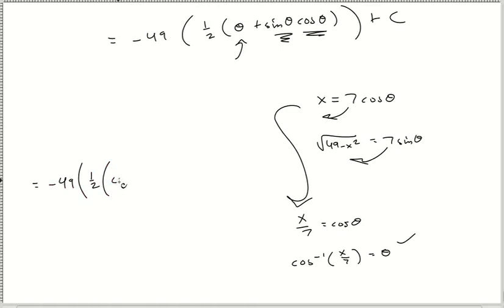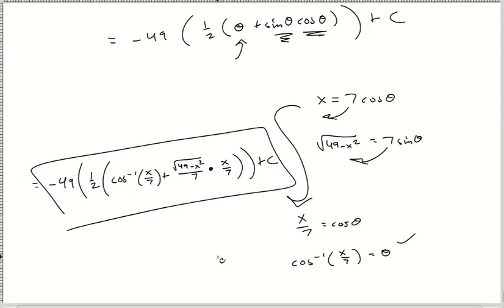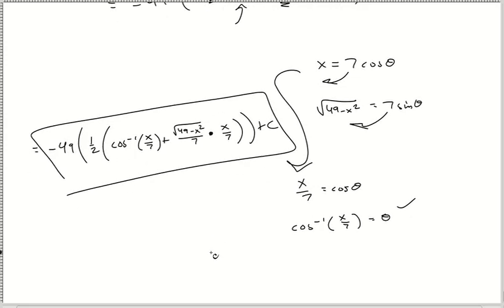So I've got arc cosine of x over 7 plus, and I got my sine here. So I got my square root of 49 minus x squared all over 7 times, and then here, I've got my x over 7 for my cosine. Close, close, plus c. And sorry, it's kind of sideways a little bit, but there you go. You could simplify for sure. There's going to be a 49 business. The 49 is canceled, but the 2 can still be there. Blah, blah, blah. We're done there.